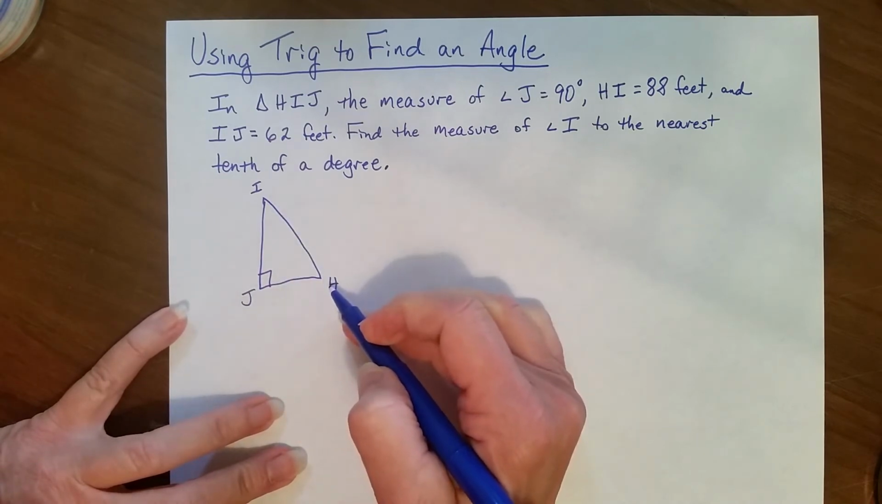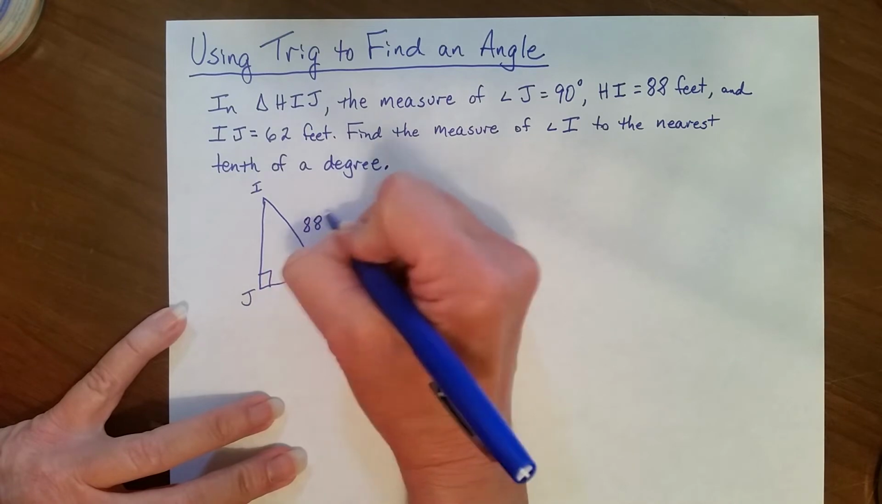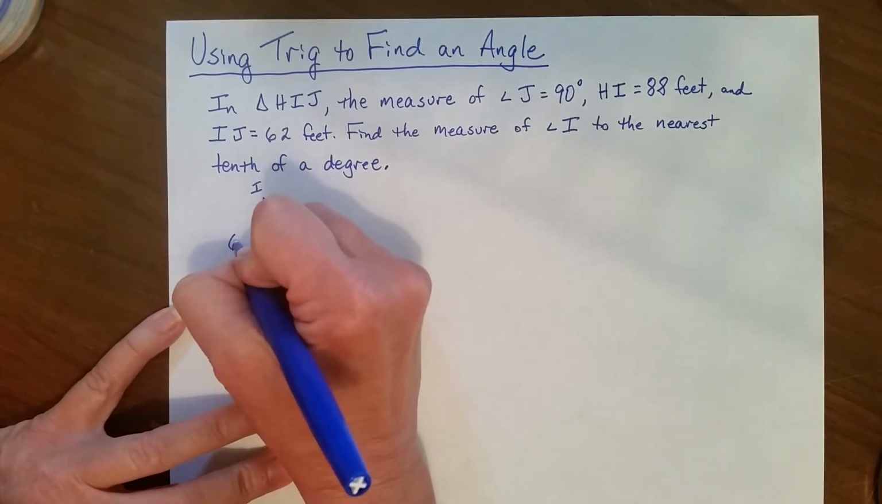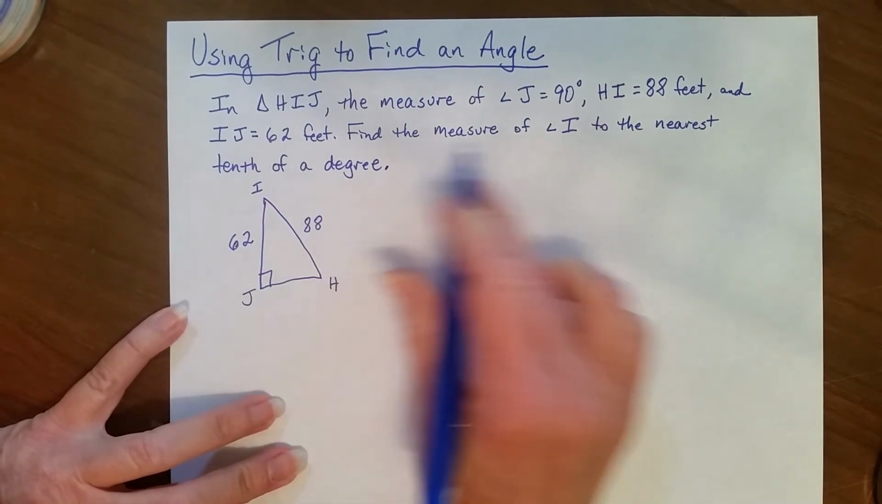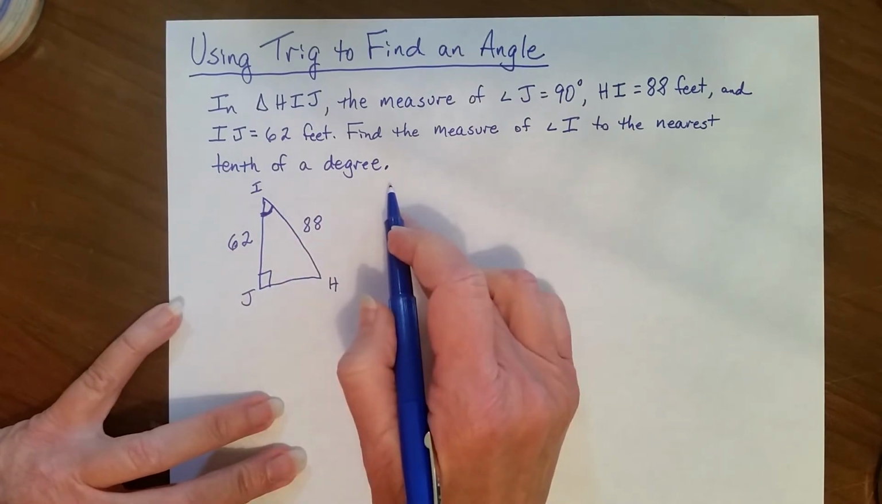H and I are the acute angles. HI is 88 feet, and IJ is 62 feet. Find the measure of angle I to the nearest tenth of a degree.